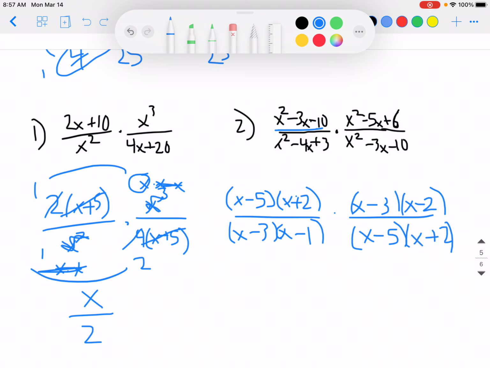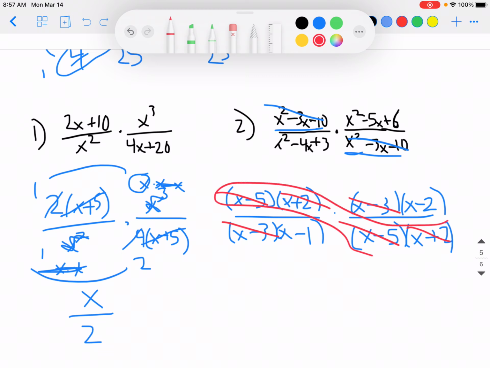If I had noticed it right off the bat, I could have canceled these out immediately, but it helps to factor it out so we can see what's going on. But now we're just playing that game here, so let's see what we can cancel out. I can cancel out the x plus 2, x plus 2, x minus 5, x minus 5. I can also cancel out this x minus 3 with that x minus 3. I'm looking at things that can cancel out diagonally or vertically. And so I'm left with x minus 1 and x minus 2. That's my final answer, x minus 2 over x minus 1.